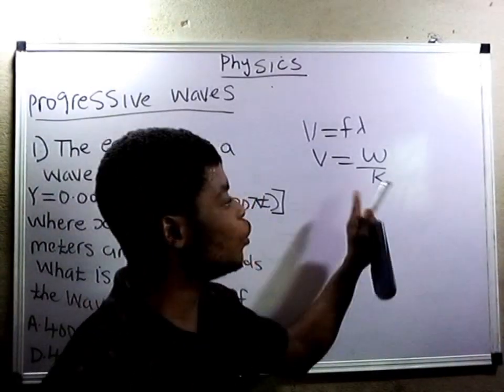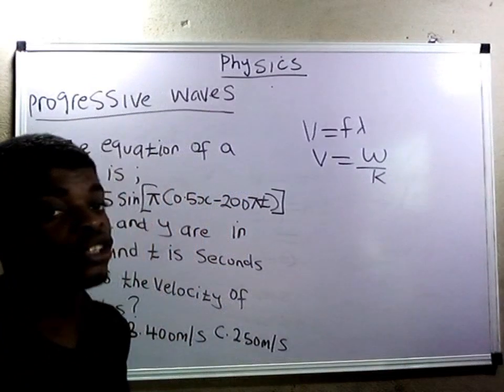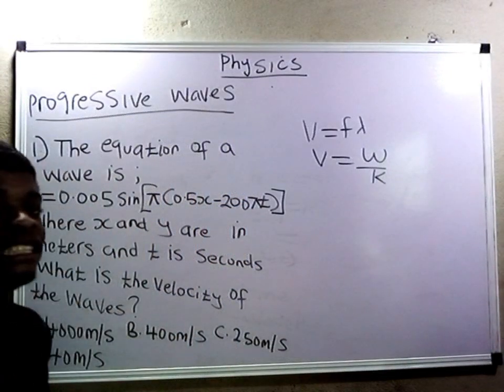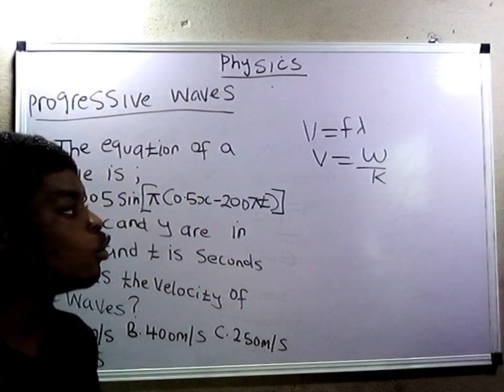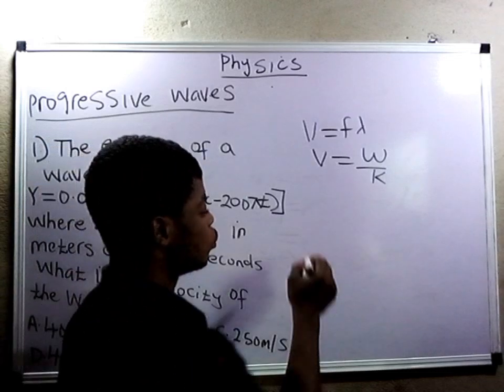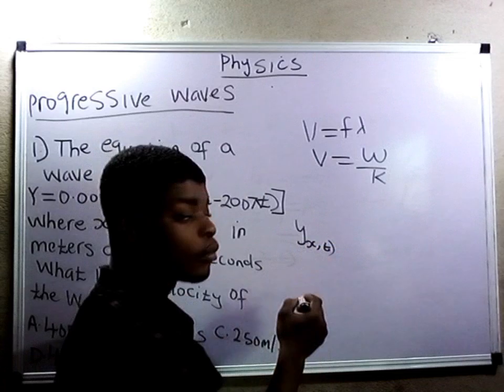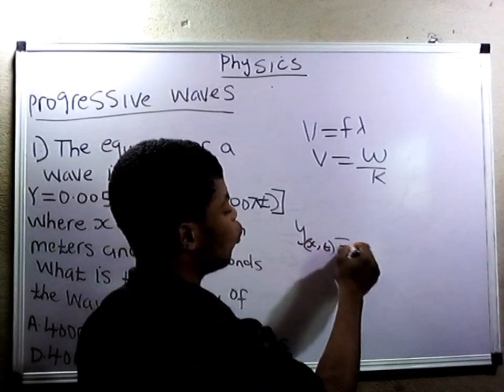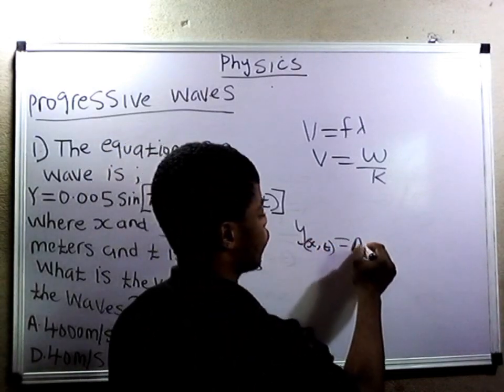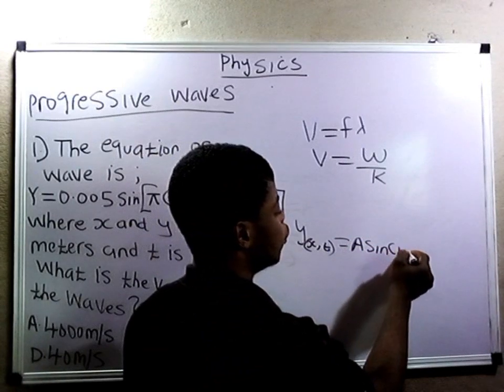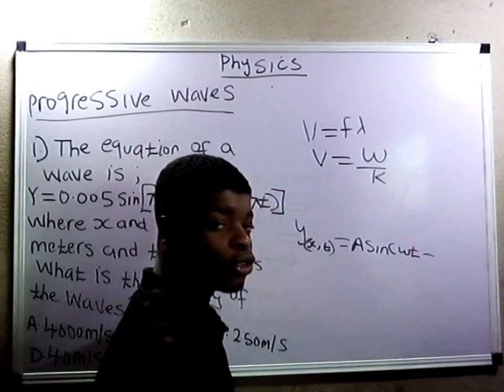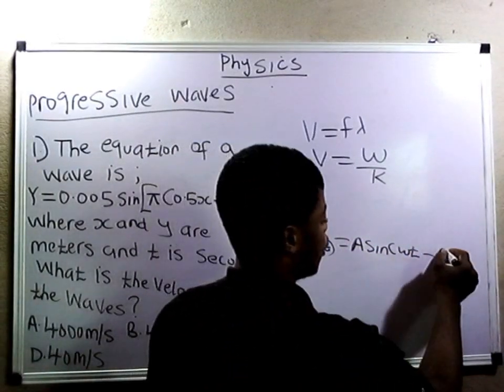Okay guys, having known the equation to use to get our velocity, we can therefore rewrite the original formula of progressive wave, which I gave earlier in this video, which was y(x, t) equals A sine (wt minus kx).